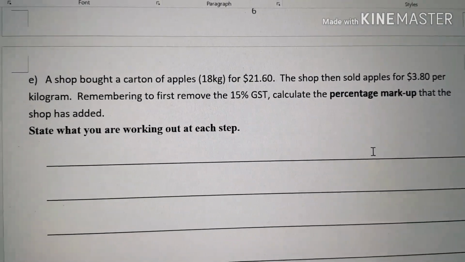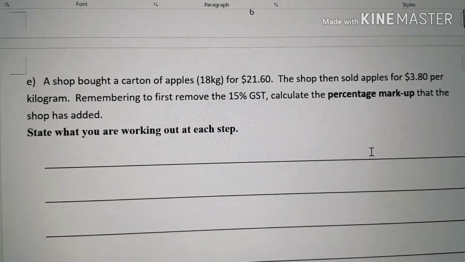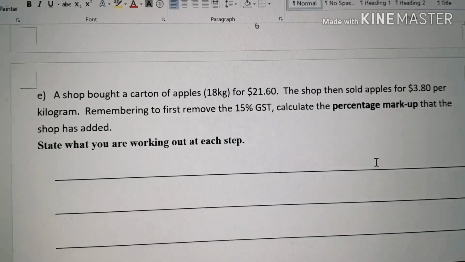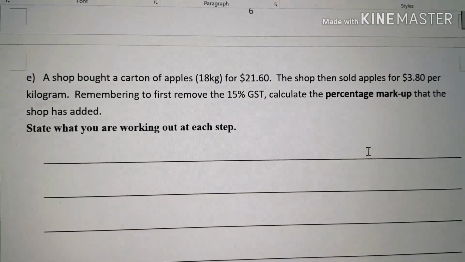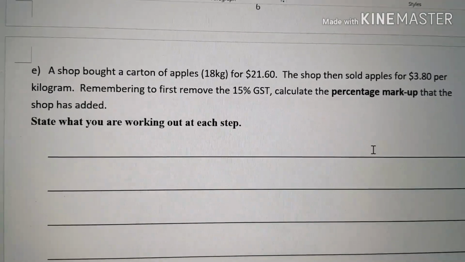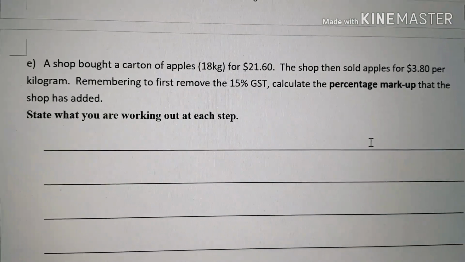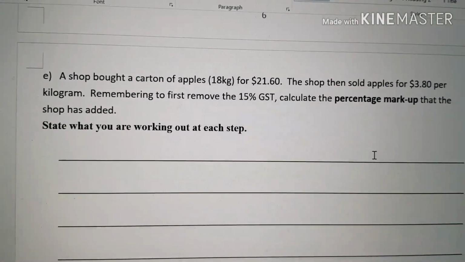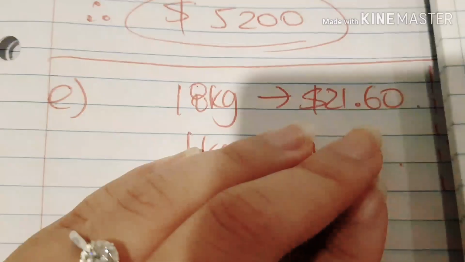Okay, this question is about calculating the percentage markup. So basically, percentage change, and see how much markup there was. So remember the formula: it was new minus the old divided by old times 100.